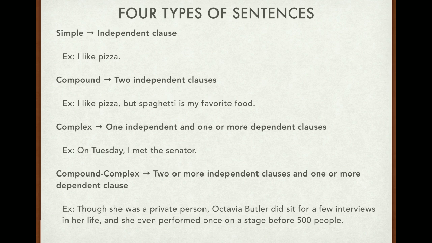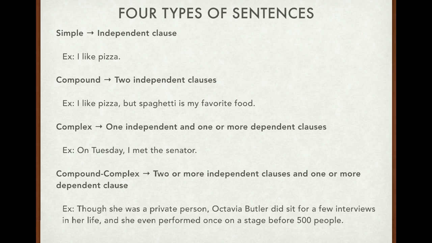Now a complex sentence is just an independent and 1 or more dependent clauses. In the example, I just have 1 dependent clause, on Tuesday, that's our dependent clause. I met the senator. I met the senator is our independent clause, on Tuesday is our dependent clause, and it's a complex sentence because we have both of those, and of course you separate dependent clauses from independent clauses with a comma. Compound complex, 2 or more independent clauses and 1 or more dependent clauses.